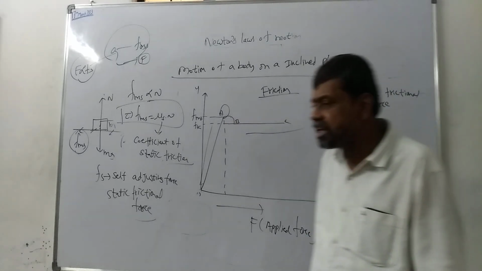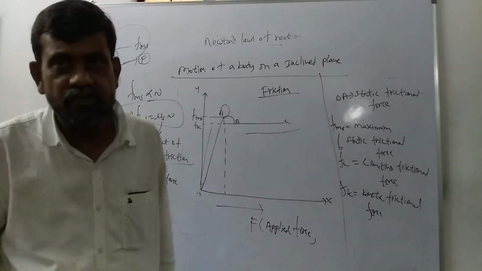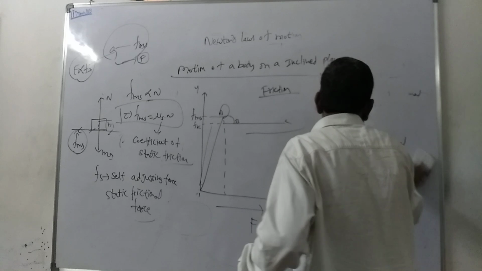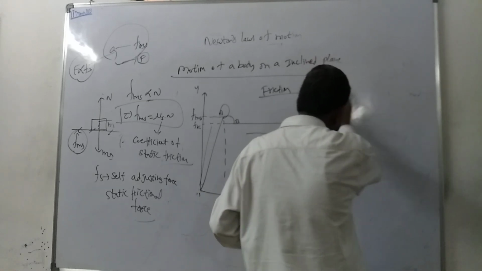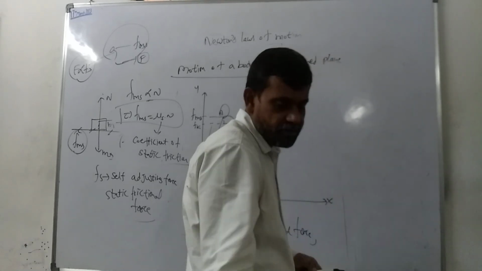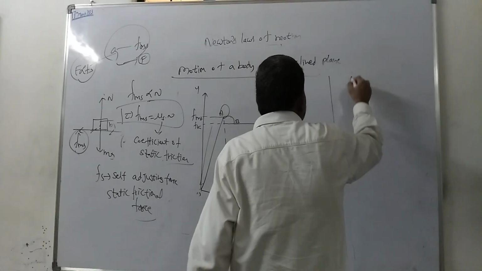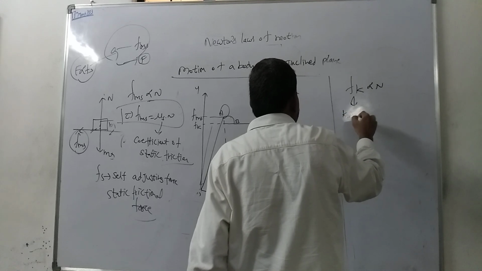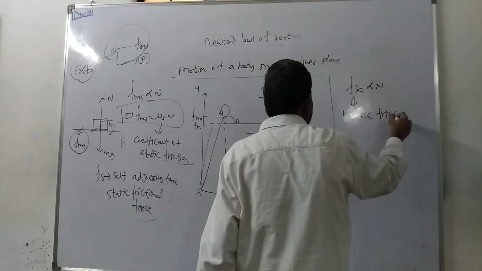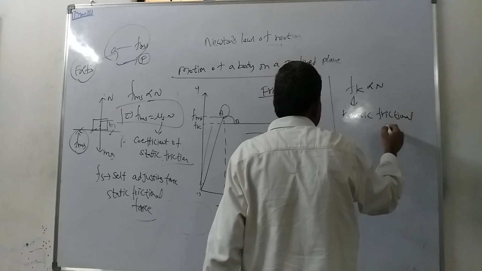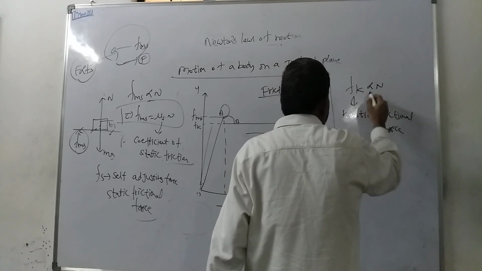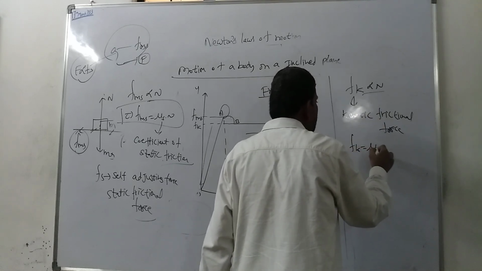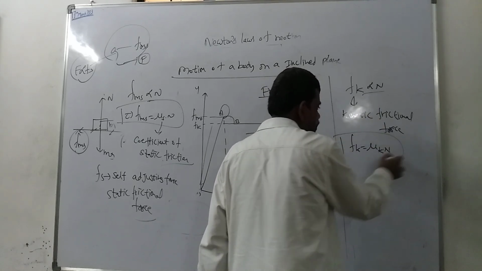So what is the Fk? Fk is called kinetic frictional force. Kinetic frictional force means when a body is sliding on the surface, the frictional force existing at that time. In this case also, Fk is proportional to N. I am removing the proportionality, then what am I getting? Mu k. That is the proportionality constant.